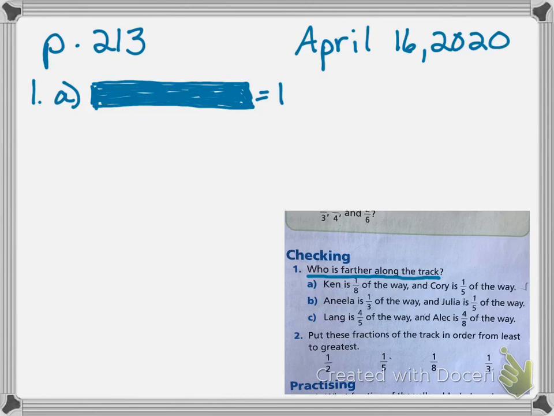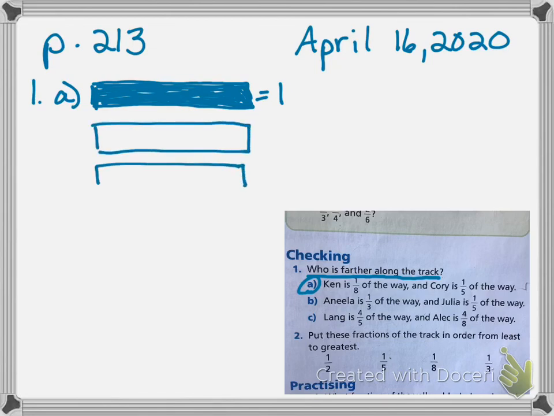Remember to pause the video until you catch up with the drawing and the coloring. You can use any colors you want, by the way. All right, now let's take a look at A. Ken is 1/8 of the way, and Corey is 1/5 of the way. So let's draw 2 tracks underneath. One is for Ken. Put him over here. One is for Corey.